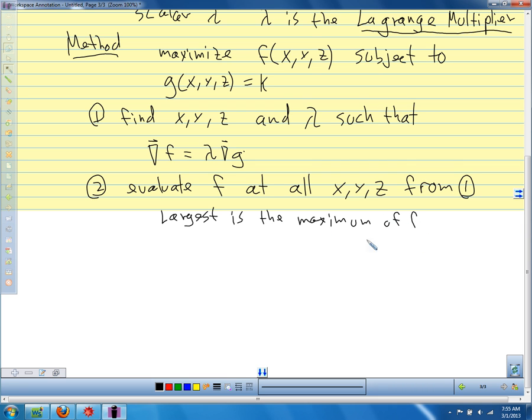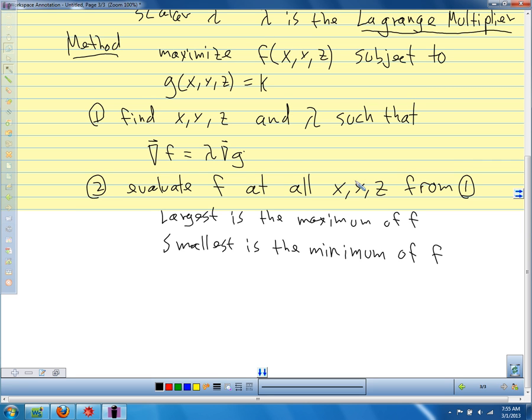And we're talking about on the constraint. The largest is the maximum of f on the constraint, and the smallest is the minimum. So our procedure basically is set del f equal to lambda del g and solve our simultaneous equations. Find x, y, z, and figure out which one is the maximum, which one's the minimum.